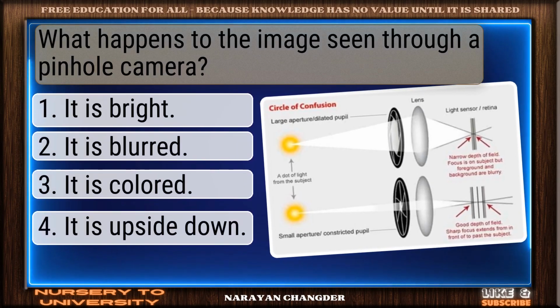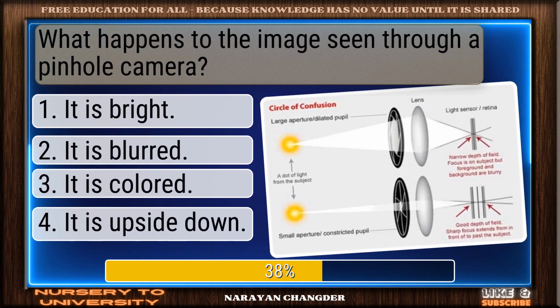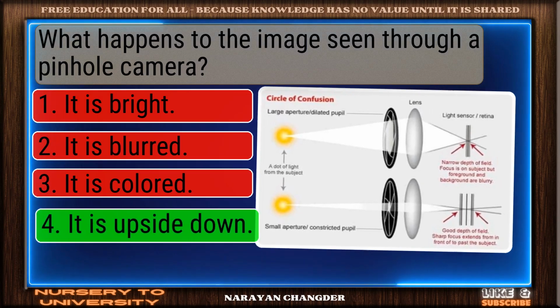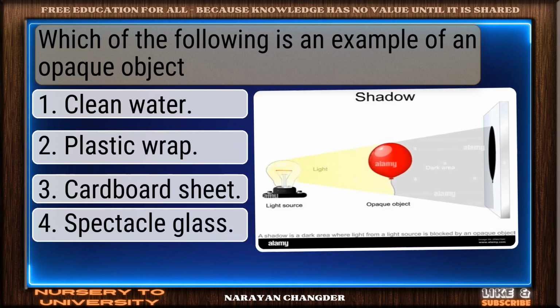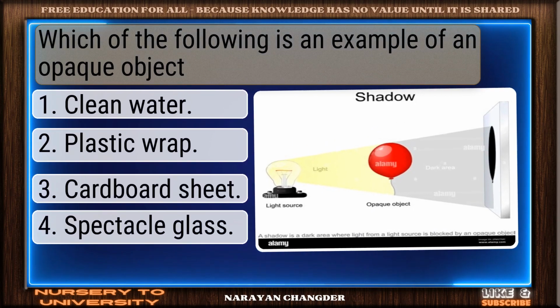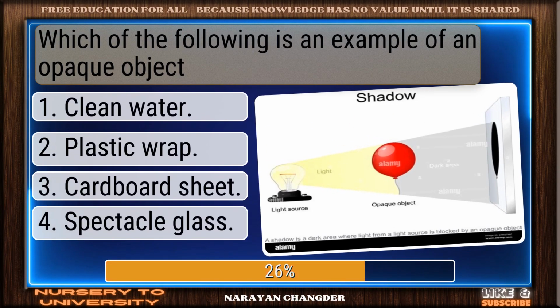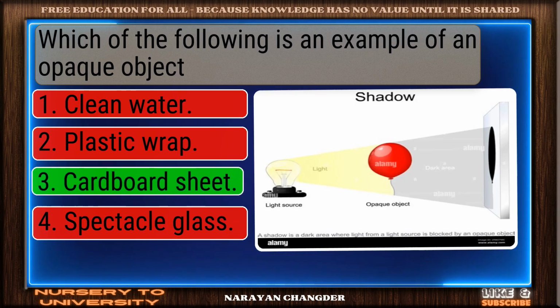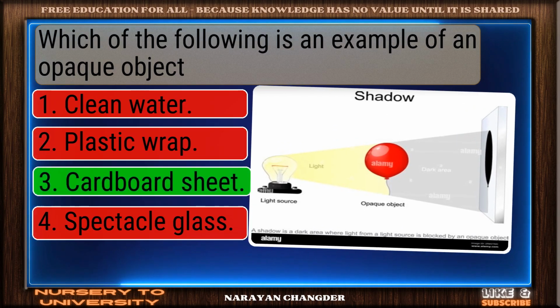What happens to the image seen through a pinhole camera? Good thinking. It is upside down is the right answer. Which of the following is an example of an opaque object? Great job. Cardboard sheet is the accurate answer.